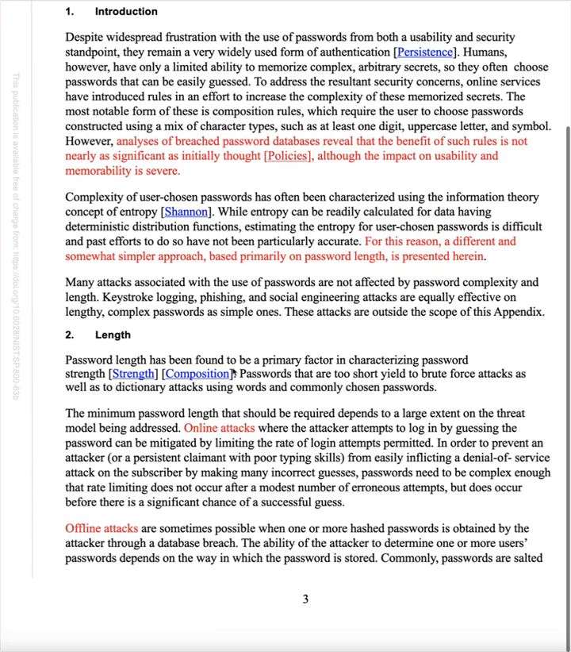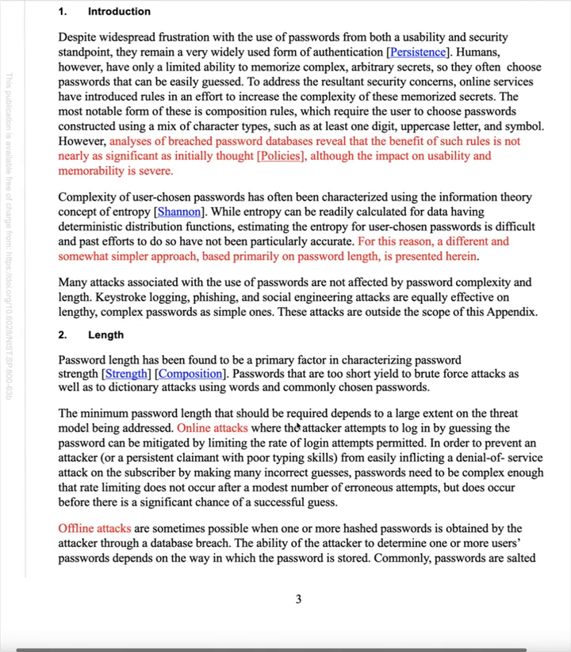So password length has been found to be a primary factor in characterizing password strength. Passwords that are too short yield to brute force attacks, where brute force attack means every possible combination could be tried, as well as the dictionary attack using words and commonly chosen passwords. The minimum password length that should be required depends to a large extent on the threat model being addressed.